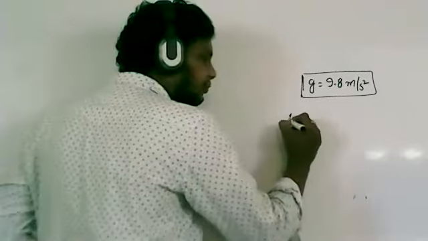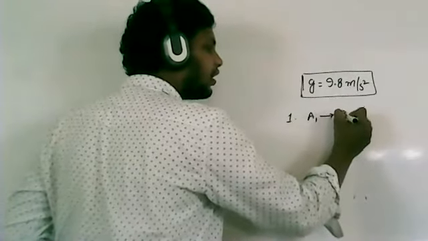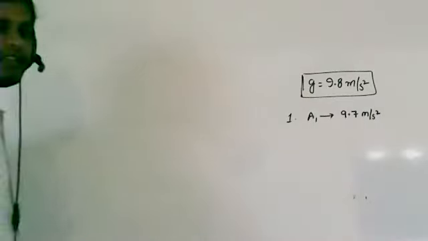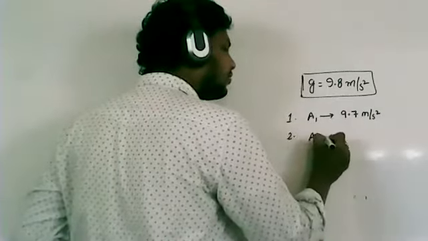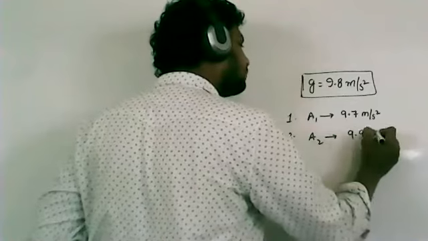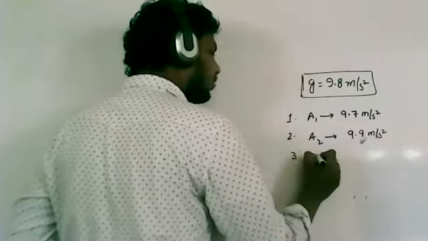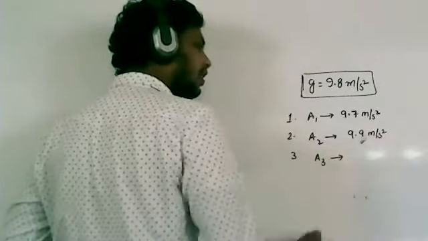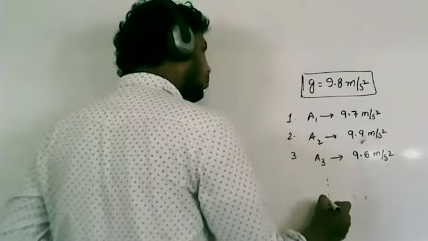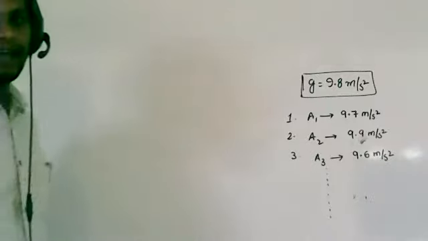First time I did the experiment, that reading I considered as A1, and I got, for example, 9.7 meter per second square. I repeated the experiment and this time got, say, 9.8, or else 9.9 meter per second square. For the third time, A3, let us say I got 9.6 meter per second square. Like that, I keep on doing the experiment a number of times and take the average of all these values.